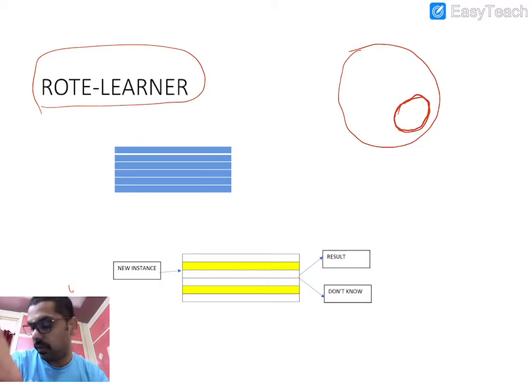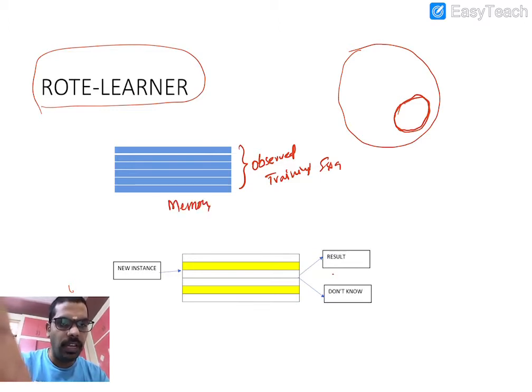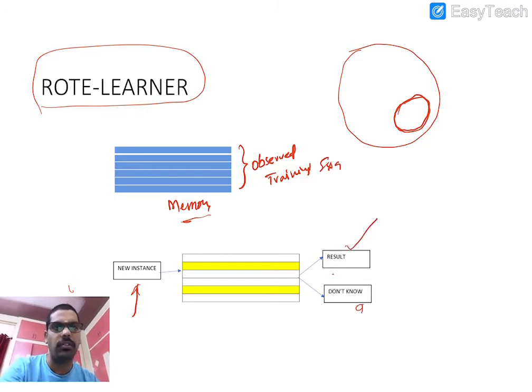So here what we are going to see is the observed training example, and this will be the memory. Whenever a new instance comes into scope, we verify it with the memory. If it is found, then that will be shown as the result. If it is not found, then it is: don't know. So this is the rote learner.